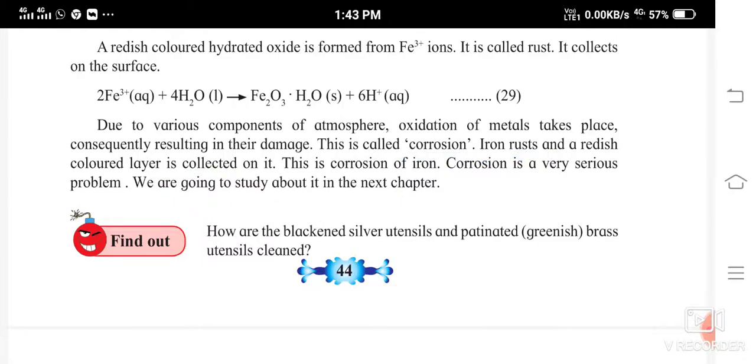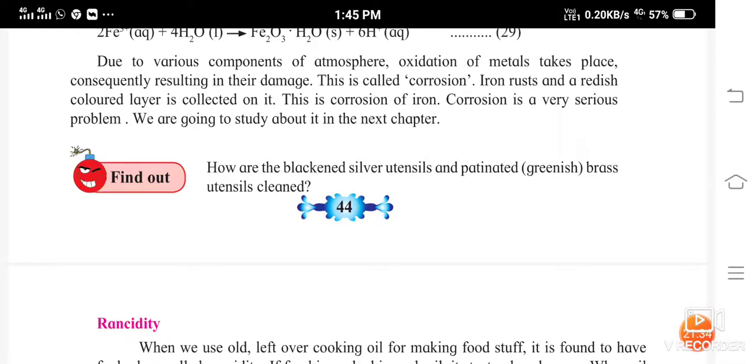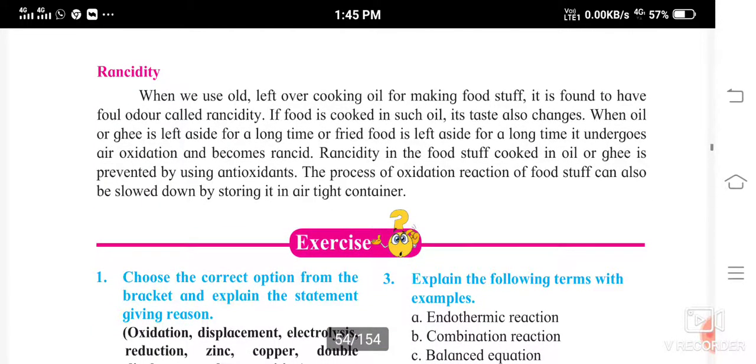Now find out how the blackened silver utensils and patinated greenish brass utensils are cleaned. You can clean these blackened silver utensils and patinated brass utensils with baking soda. So what is this baking soda going to do? It is going to break the rust and the corrosion, that is the oxides which have been formed, so you will get the luster back.